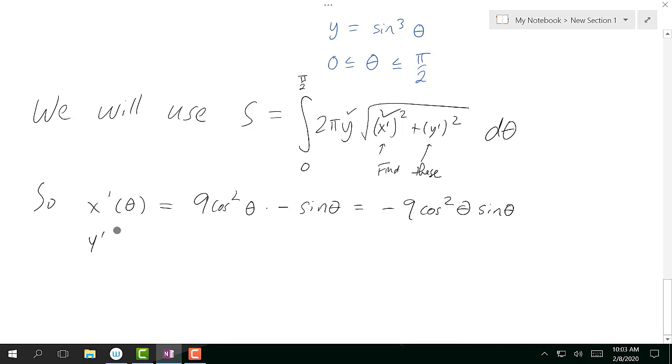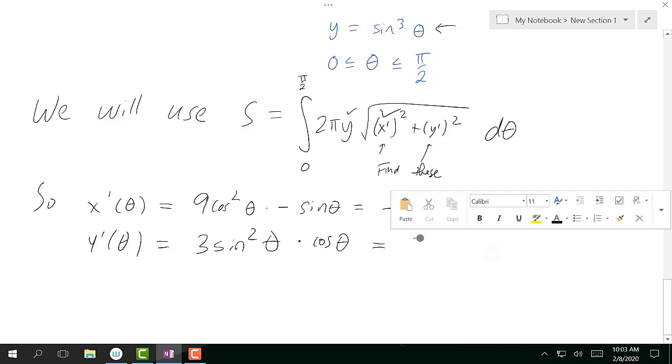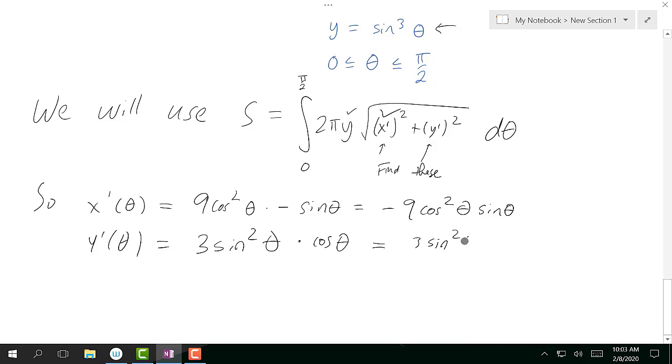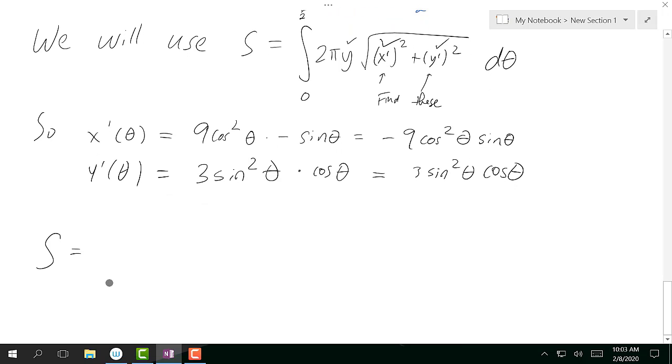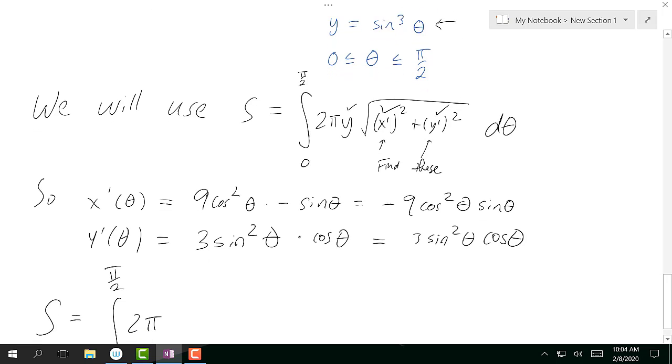Now we're going to need y prime of theta. This is going to be a little bit easier, so we take the derivative here. We're going to get 3 sine squared theta. And then we still need to use the chain rule. So after bringing that 3 down, multiplying and decreasing this power by 1, we need to multiply by cosine theta. So what we're going to get is 3 sine squared theta cosine theta. So now we have this, and we can go ahead and move on with our problem. And so what we want is the surface area, which is the integral from 0 to pi over 2 of 2 times pi times y. We'll call that y is sine cubed of theta.